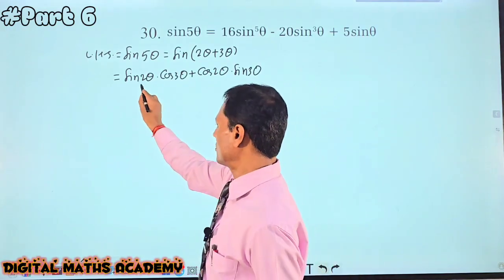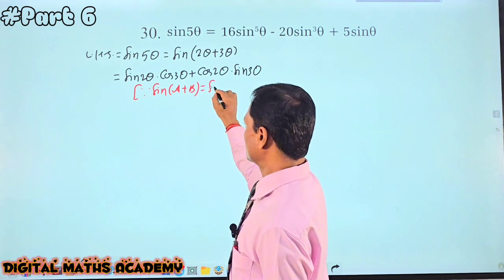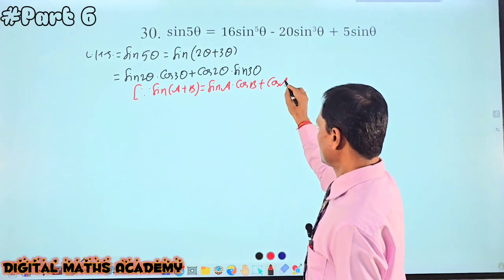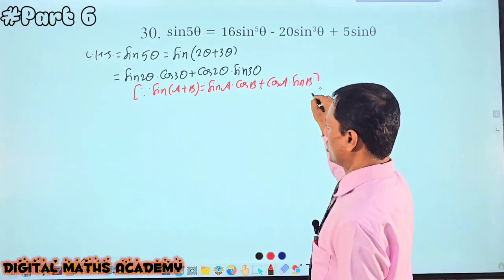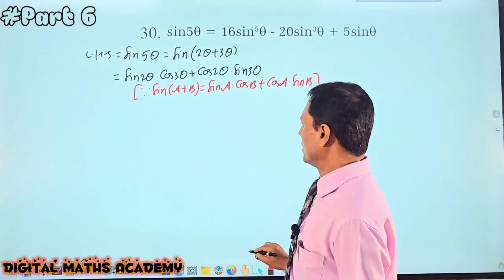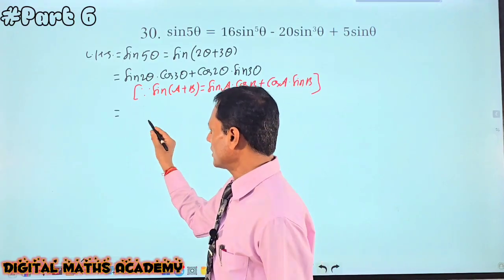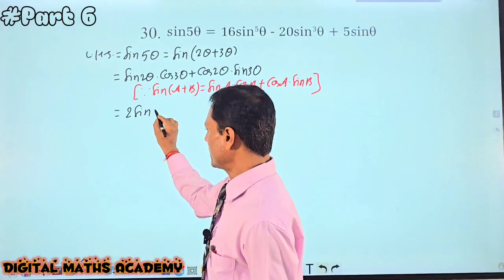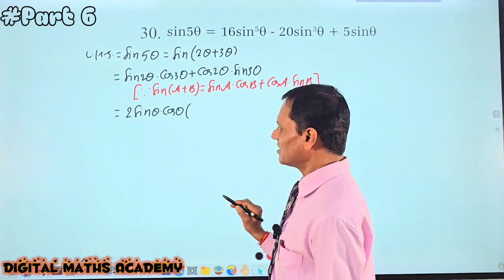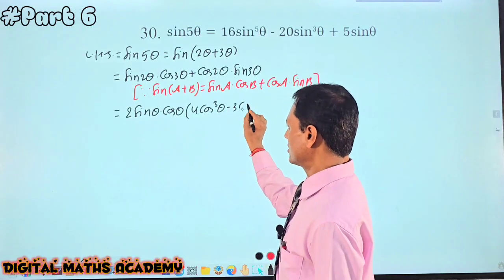Not to forget, okay, this formula: sin(A plus B) equals sin A dot cos B plus cos A dot sin B. Here at the place of A we have 2 theta and at the place of B we have 3 theta. Next one, I am going to apply the formula sin 2 theta. Sin 2 theta equals 2 sin theta dot cos theta, and cos 3 theta, actually you have the formula 4 cos cube theta minus 3 cos theta. Clear?